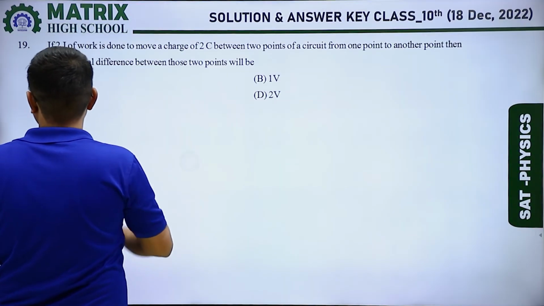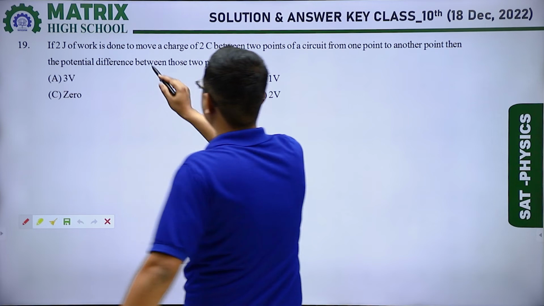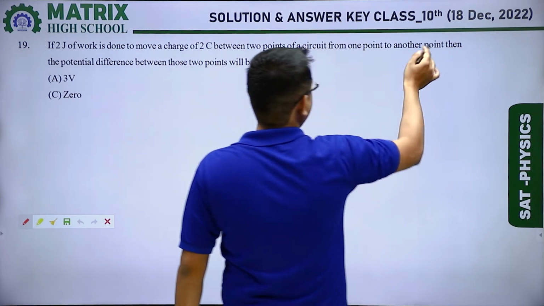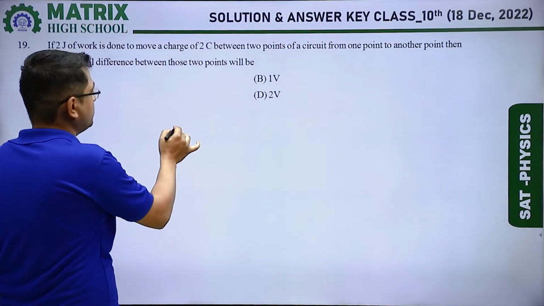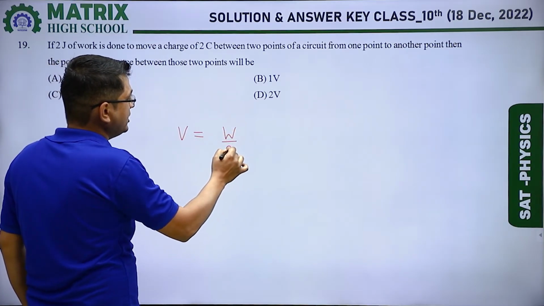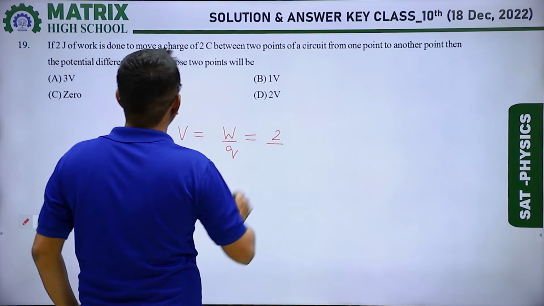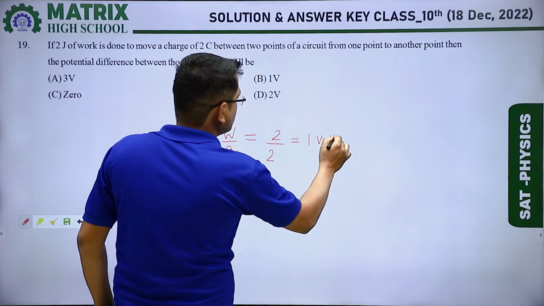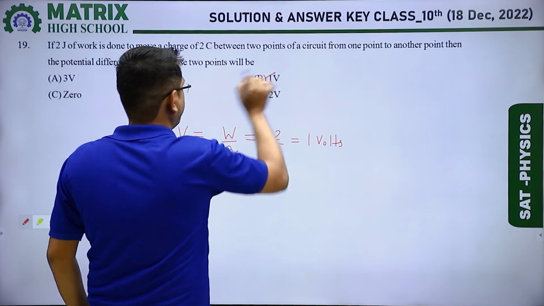Next question is question number 19. In question number 19, it is given, if 2 joule of work is done to move a charge of 2 coulomb between 2 points of a circuit from one point to another point, then the potential difference between these 2 points. So we know that the formula for potential is V equals work done divided by charge. Here the work done is 2 joule divided by the amount of charge, which is also 2 coulomb, which becomes 1 volt. So the potential difference will be 1 volt, and the correct answer will be option B.